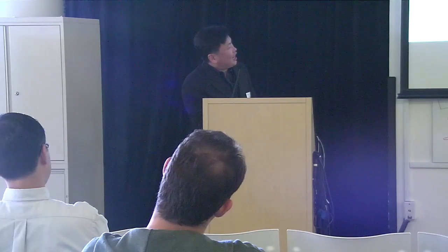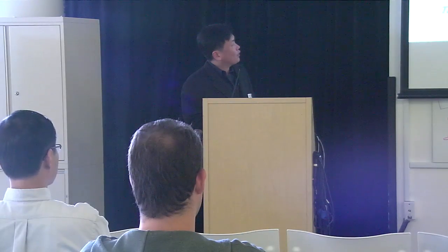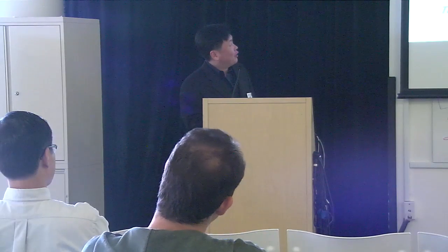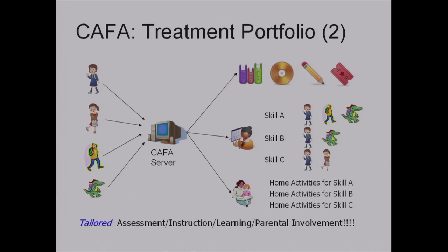We call it a study guide for students. We call it a parental guide for parents, and we call it the instructional guide for teachers. So this system generates these three different types of feedback or information to maximize student learning. This is just a diagram of how those things work out. Every student provides information to the Cafa engine, and this engine generates feedback to teachers, parents, and students.